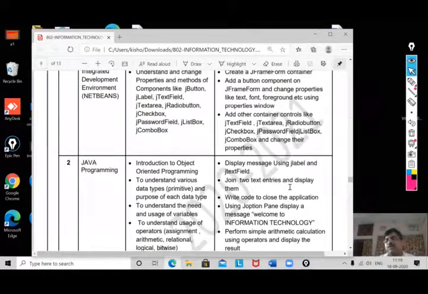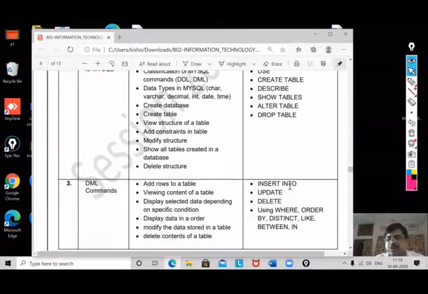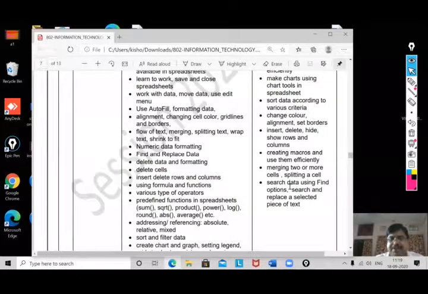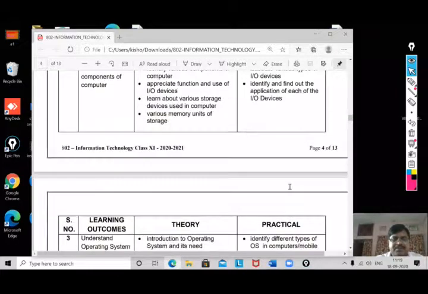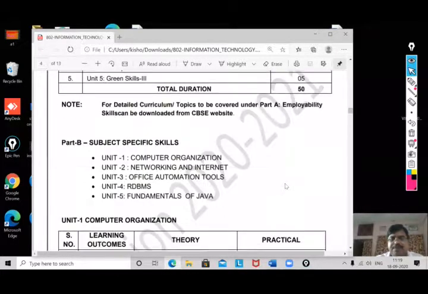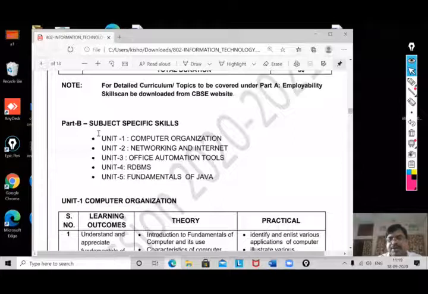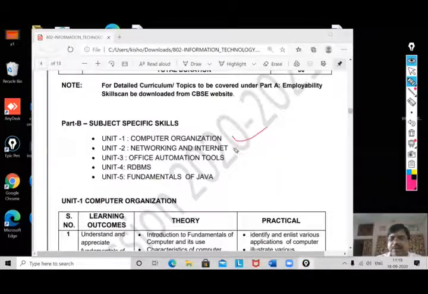So these are the 5 units. Again, I am going to tell you which 5 units you have to read in standard 11th. You see, it is already showing here. Unit 1, computer organization. Next one, networking and internet. Third one, office automation tool. Next one, RDBMS. And the last one, fundamentals of Java.